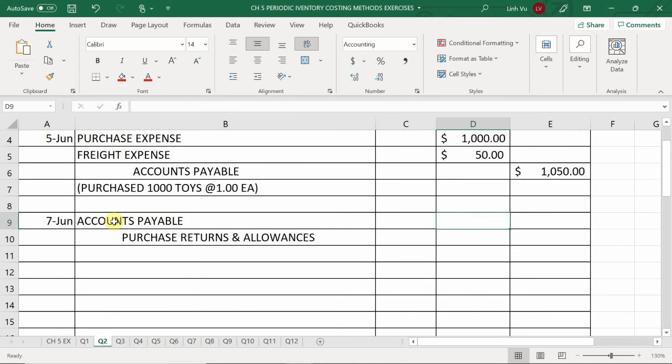Now, how much am I going to decrease my purchases? I want to say 1,050. How did you get that answer? Because it's a full refund. Okay. But you don't get your freight refunded back though, do you? That's a cost that you lost. Correct.